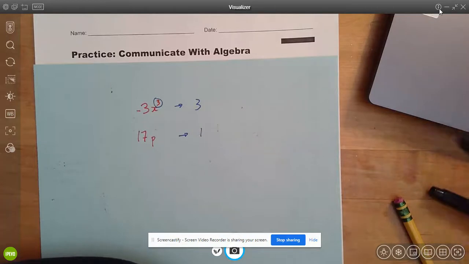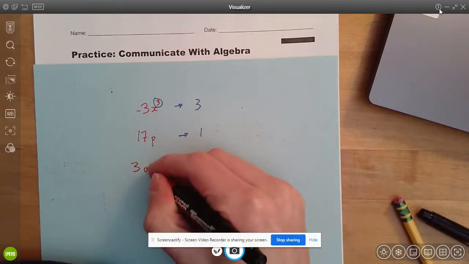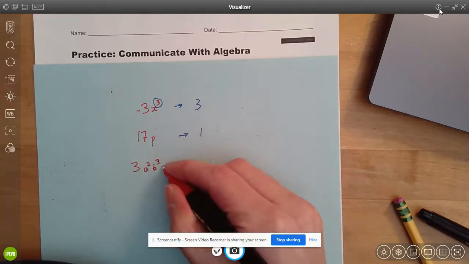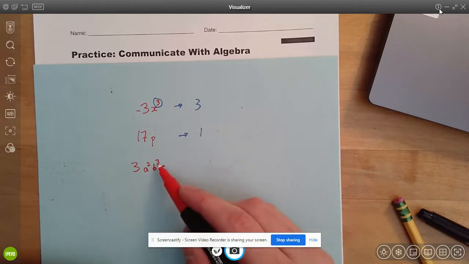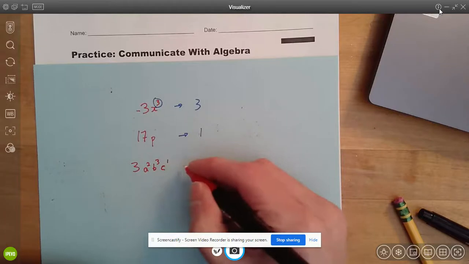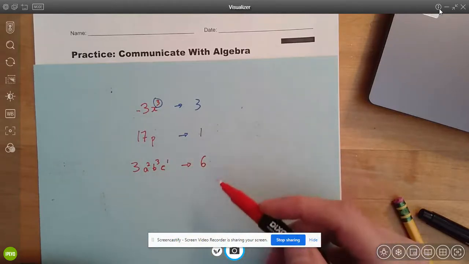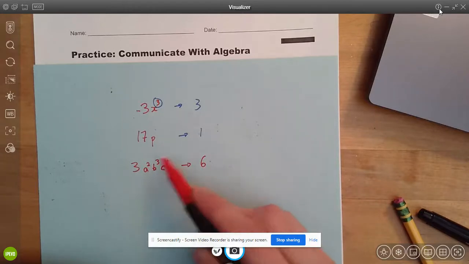If I have multiple variables in a term, so for example, you could think of 3a squared b cubed c, now I'm going to add the exponents. So I've got a 2 plus a 3, and then I don't see anything on the c, it must be a 1. So 2 plus 3 plus 1. This term has a degree of 6. So to find the degree of any term, I just need to add all of the exponents for that term.